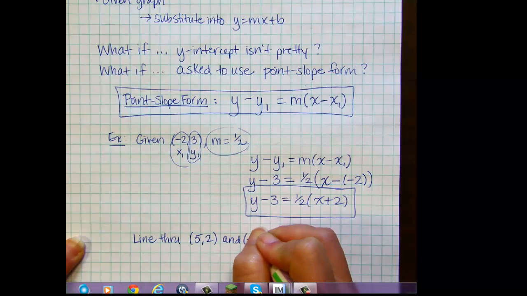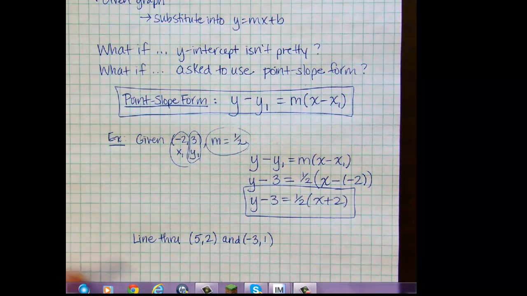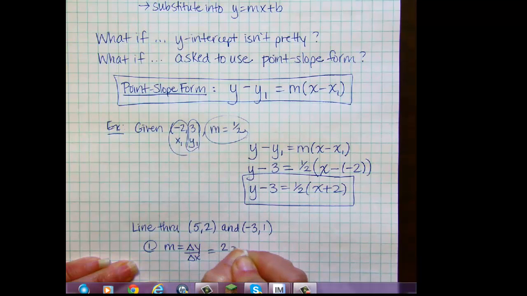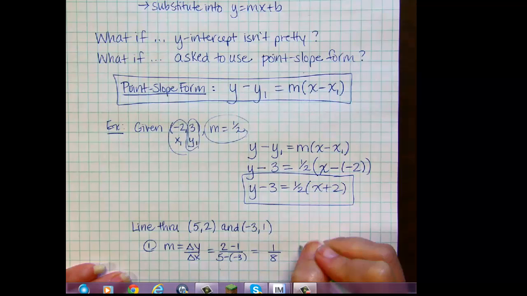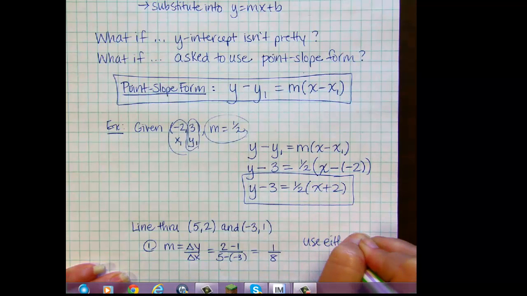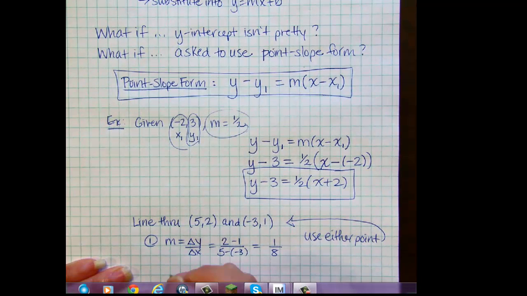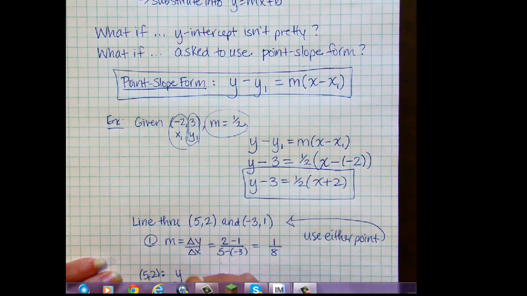But what if you're asked to write the equation of a line through 2 points, say 5, 2 and negative 3, 1? Well, first you need to find the slope of that line. So using the slope formula we reviewed in the earlier video, change in y over change in x, 2 minus 1 over 5 minus negative 3, or 1/8 is your slope. And then you get to choose either of the 2 points to use. It doesn't matter. You'll get 2 different looking equations that are equivalent, so we can do all that testing in class. I like to use the point that has everything positive, because negative numbers freak me out. So I would use 5, 2, and plug in and get y minus 2 equals 1/8 times x minus 5.